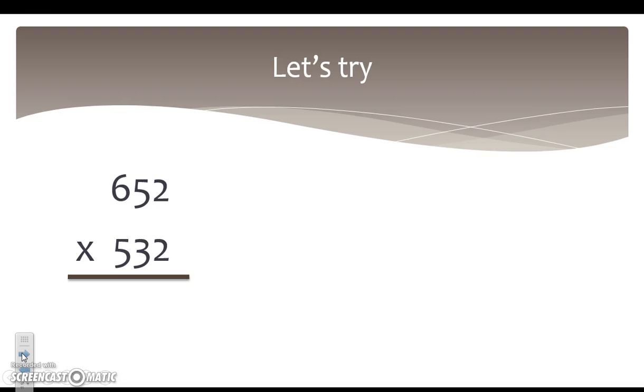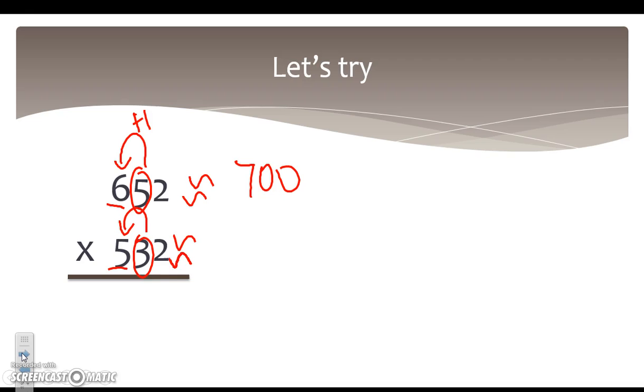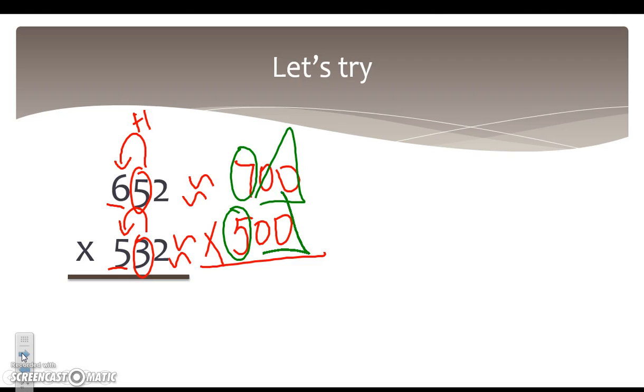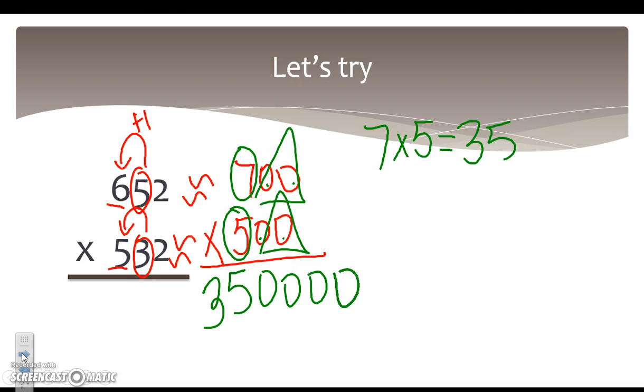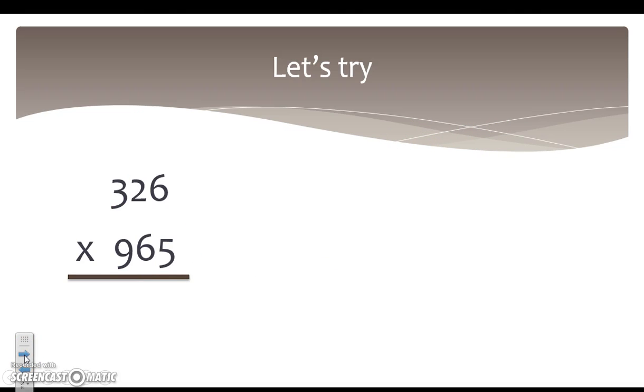Again, we are going to underline the greatest place value. The 5 will make the 6 change, so we add 1. So 652 is approximately 700. The 3 will make the 5 stay the same, so 532 is approximately 500. We're multiplying. We're going to use the circle and triangle strategy. Basic fact, 7 times 5, we know that's 35. There's 1, 2, 3, 4 zeros. So we have 350,000. All right, let's do another one.